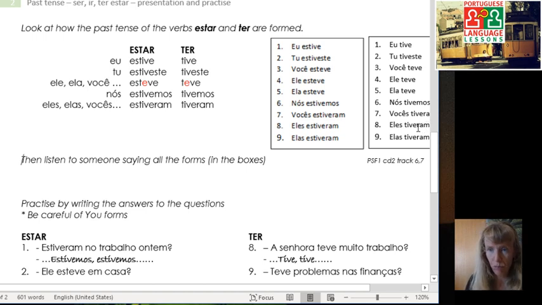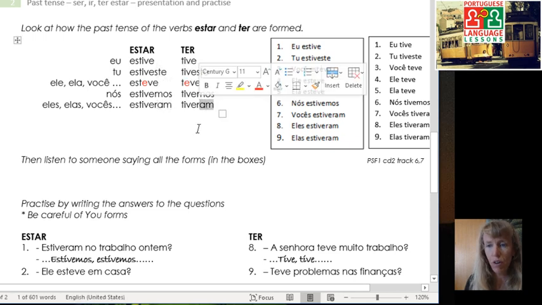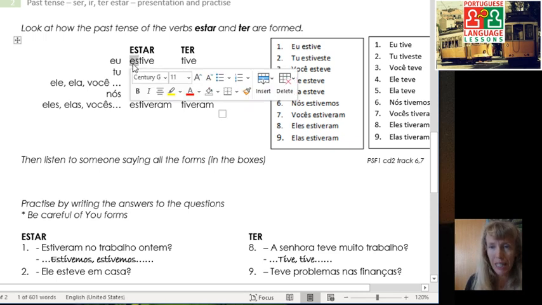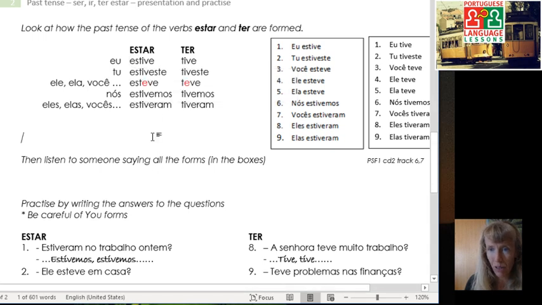elas tiveram. So remember, as usual, the very end, the ão, is very soft in terms of pronunciation, and we're always making the E soft with the estive, estiveste, and the S is sh sounding. When I hear people talking quickly, these two verbs can sound exactly the same. I might hear people, as well as dropping the E, also dropping the S. Just for you to know that you might hear that. Okay then, so that's the forms.